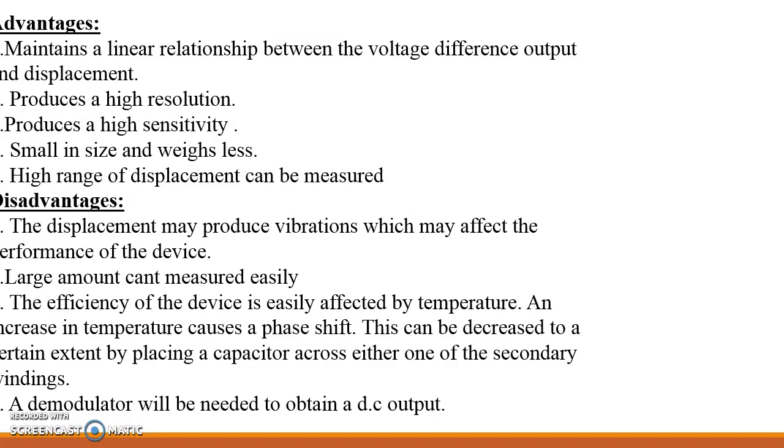In an LVDT, we get the output in an alternating manner. So if we want to convert our alternating quantity into a direct quantity, we need some demodulator circuit to get our DC output. These are all some disadvantages of the LVDT.